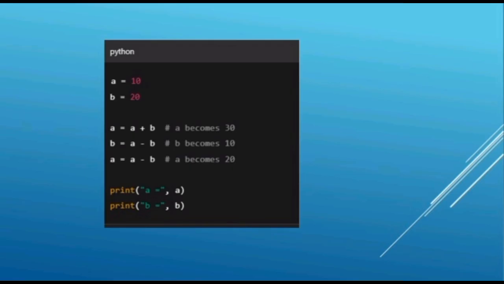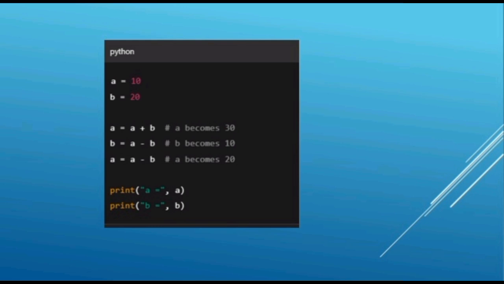See the next statement, a equals a minus b. What is the updated value of a? It is 30, right? And what is the updated value of b? It is 10, right? 30 minus 10 is 20. So we got the output. It is a very simple approach.